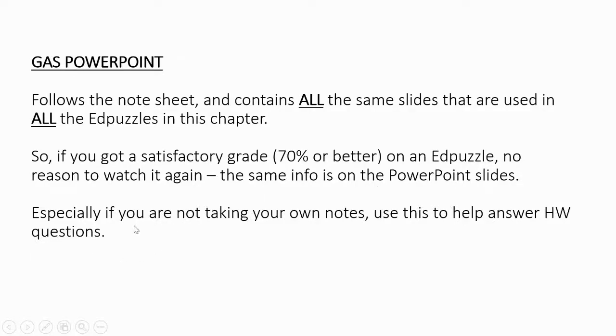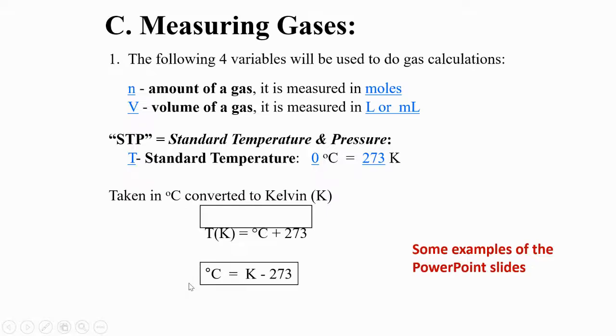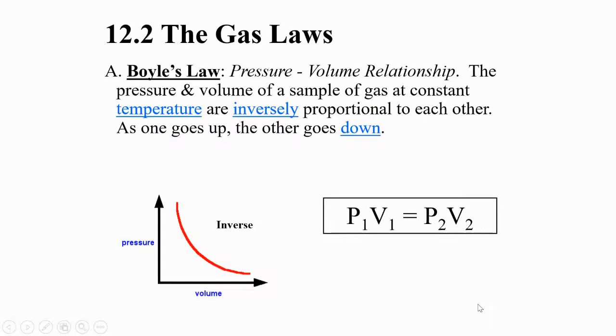Especially if you are not taking your own notes, use the PowerPoint as a reference to help you answer homework questions and solve problems. A few sample slides. This one gave the information on standard temperature and temperature conversions. This one is the general information about Boyle's law. They're inversely related, which means as one goes up, the other goes down, and the equation that we use to solve Boyle's law problems.